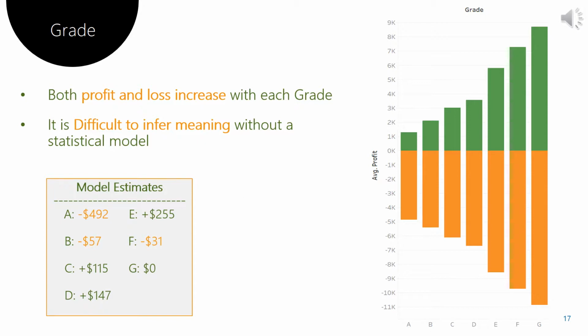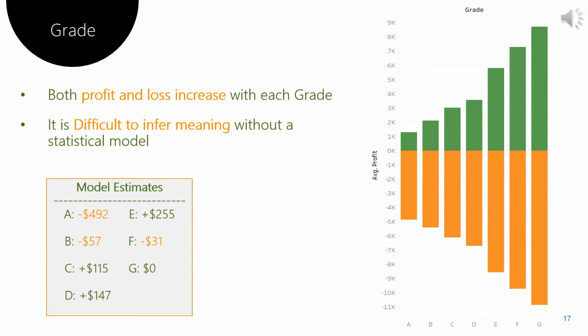Category A and B both have a negative impact on profit. Negative $492 for A and negative $57 for B. C, D, and E are all positive: $115, $147, $255 respectively. And F, again, has a negative impact of $31, and G is neither positive nor negative.